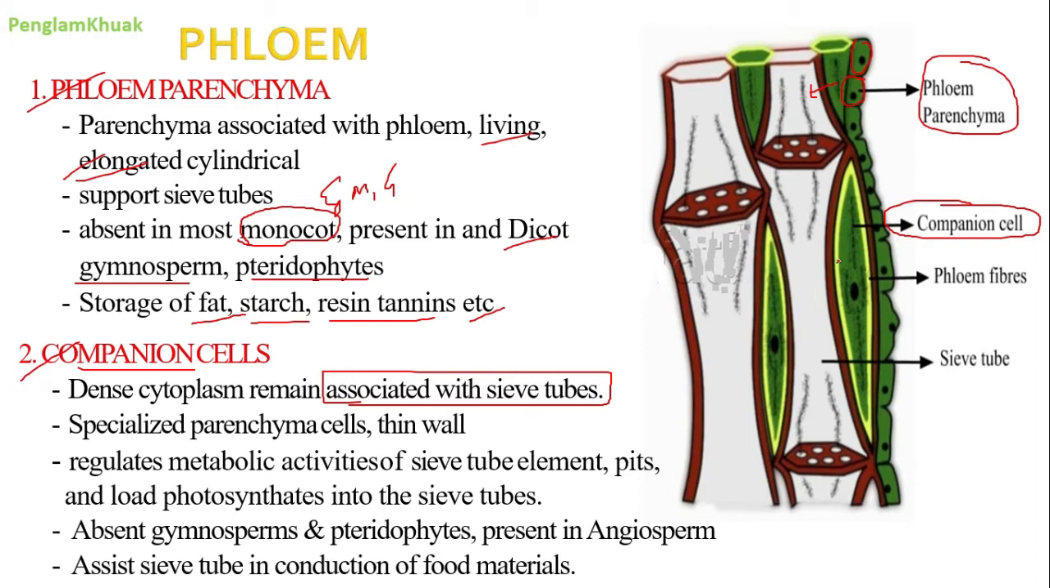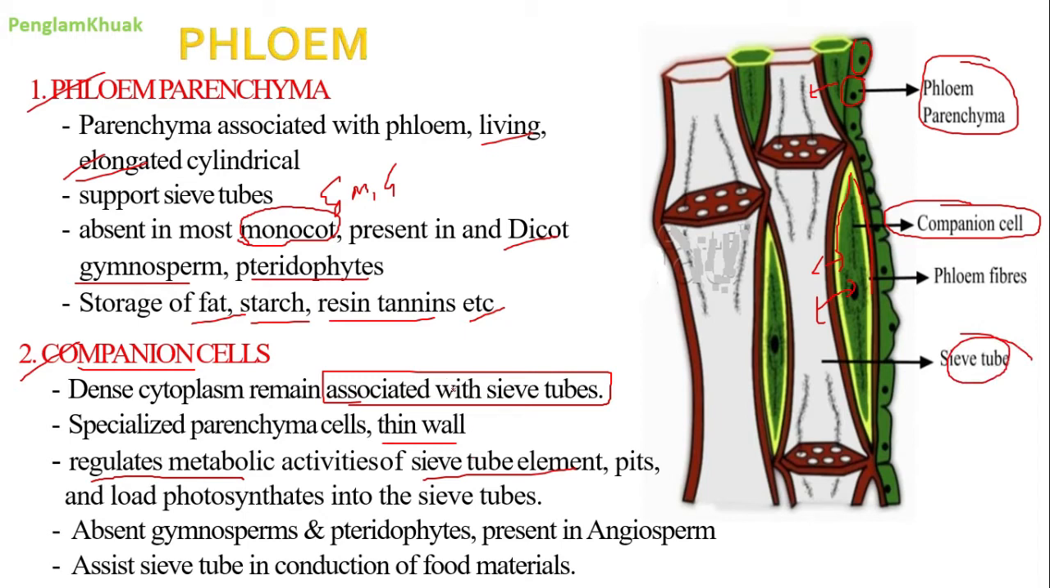These companion cells, they were specialized. After some time, parenchyma cells will be specialized and they'll form a companion cell, and they have a thin wall. This light green color is the wall. They have a thin cell wall, and they will control, that means regulate, the activity of the sieve tube with the help of pits. Pits will be present, and they will be controlling the activities of this sieve tube.